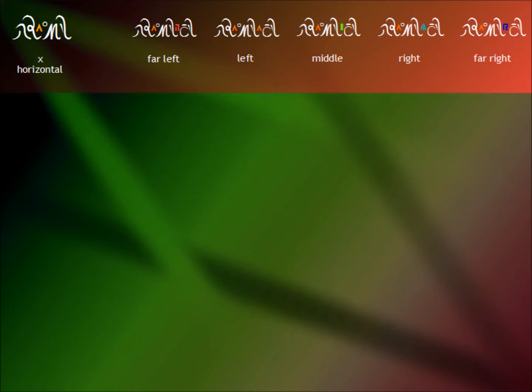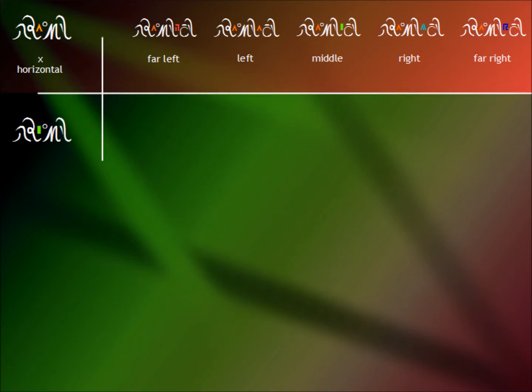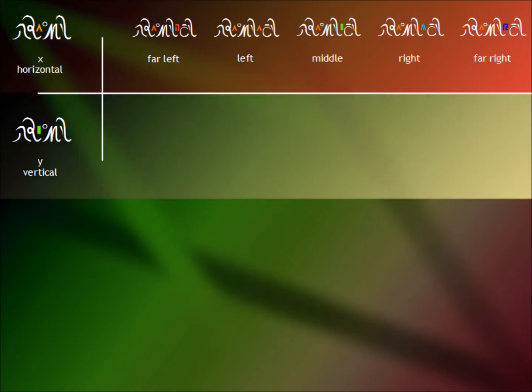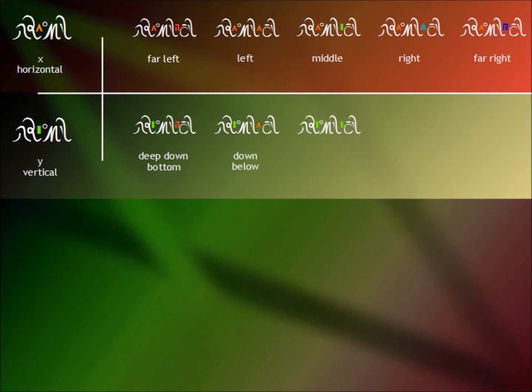The second axis, aneda, corresponds to the mathematical y-axis and means vertical. It ranges from bottom to top. Aneda ara means deep down or bottom. Aneda aira means down or below. Aneda era means not down nor up, but in the middle. Aneda ira means up or above. And finally, aneda ora means high up or top.